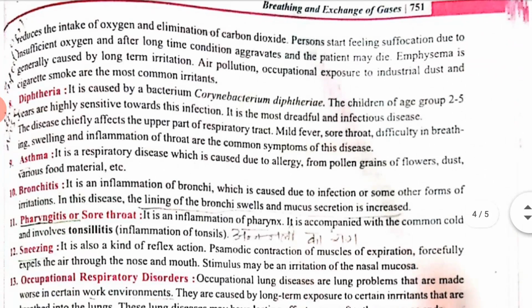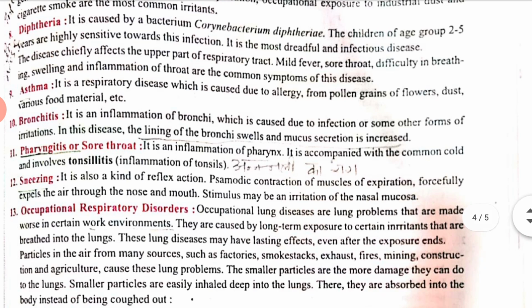Next we have diphtheria. It is an infection inside the nose. This infection generally takes place in the 2 to 5 year age group of children, who are highly sensitive to the infection. Next we have asthma. You all know it is also related to our respiration. It is a disease, also an allergy, caused by pollen grains of flowers, dust or various food materials.